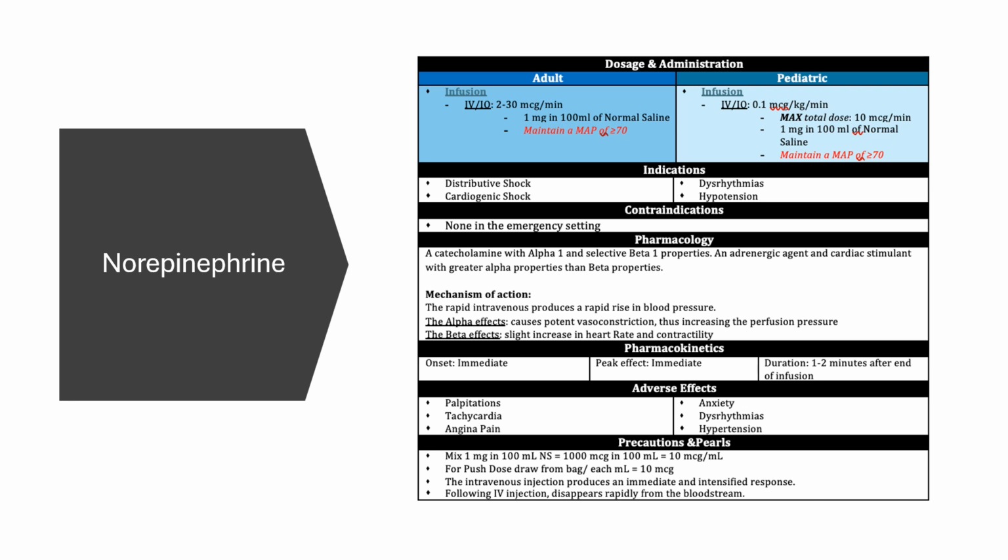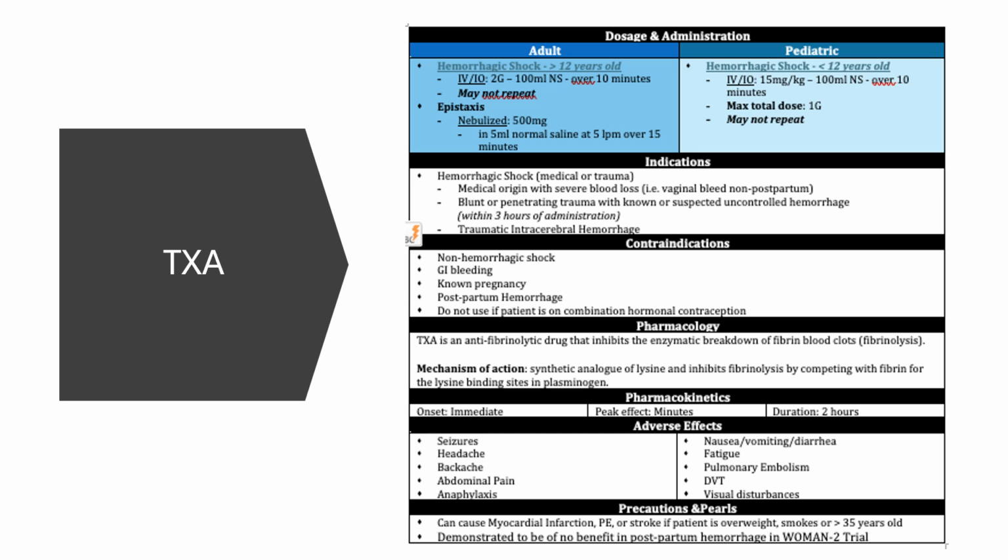Next slide. TXA. We have our dosing here for kids and adults. Contraindications: non-hemorrhagic shock, which makes sense, GI bleeding, known pregnancy, postpartum hemorrhage, no use in postpartum hemorrhage. And then do not use if they're on birth control, because you're already in a hypercoagulable state, and now I'm going to give you TXA. Welcome to a DVT or a PE. We don't really want to do that.